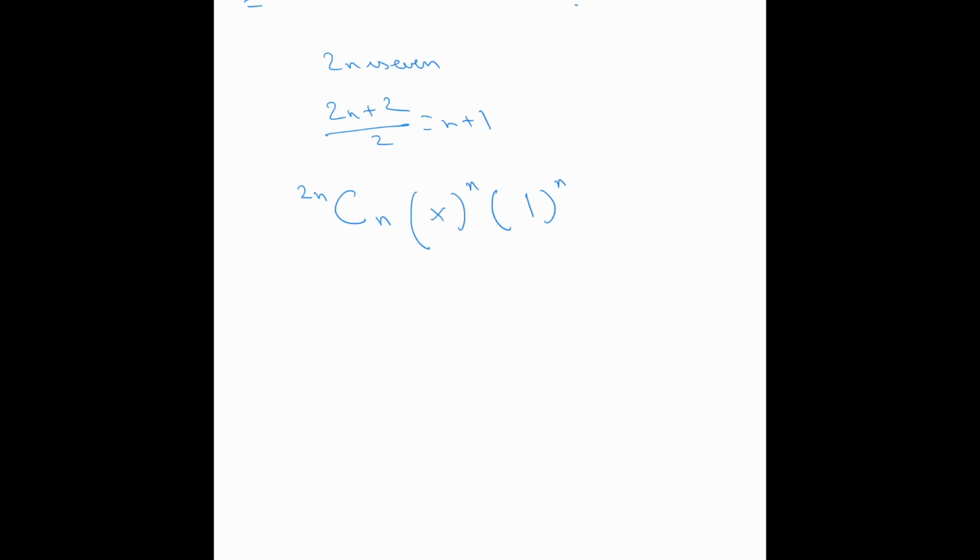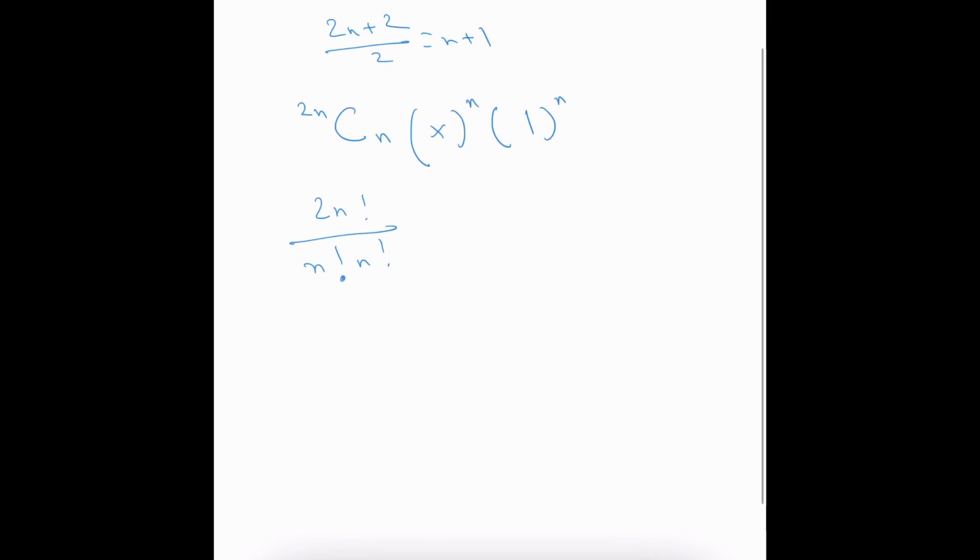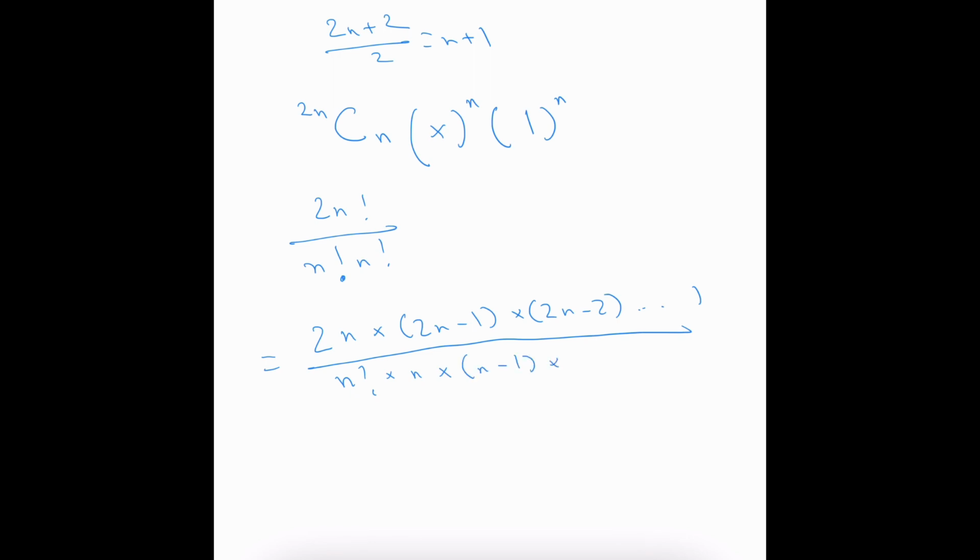We know that 2nCn can be written as 2n factorial upon n factorial times n factorial. Basically we can write it as follows. We can write 2n factorial as 2n into 2n minus 1 into 2n minus 2 and so on up till 1. Similarly, n factorial you can write as n into n minus 1 into n minus 2 up till 1.